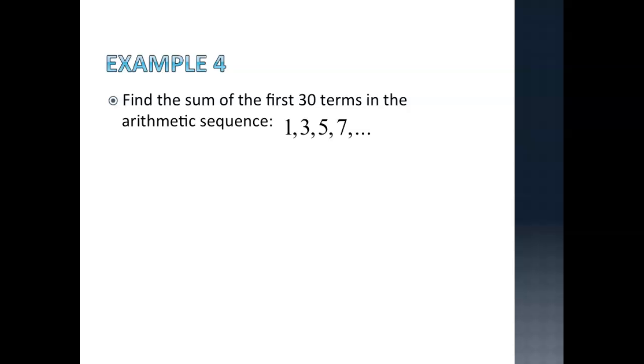So here in example 4, it says, find the sum of the first 30 terms in the arithmetic sequence 1, 3, 5, 7. Okay, so we're trying to find the sum of the first 30 terms. So let's just write down the formula. Okay, so we know that n is going to equal 30. We know the first term, it's given to us, it's 1. So the only thing we need to know is what the 30th term is. So this is where using the first formula that we wrote down today is going to come in handy.